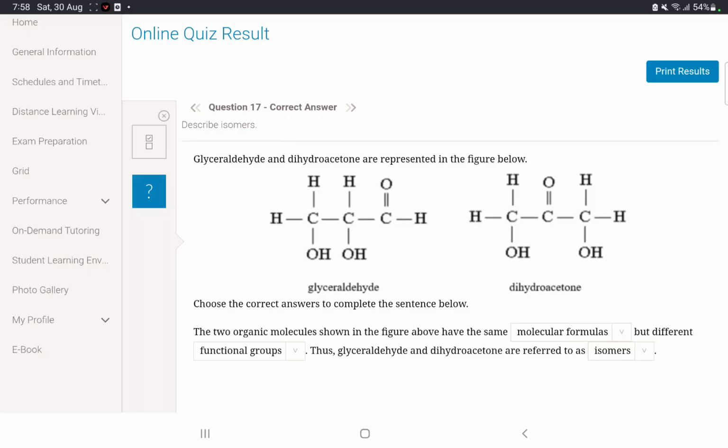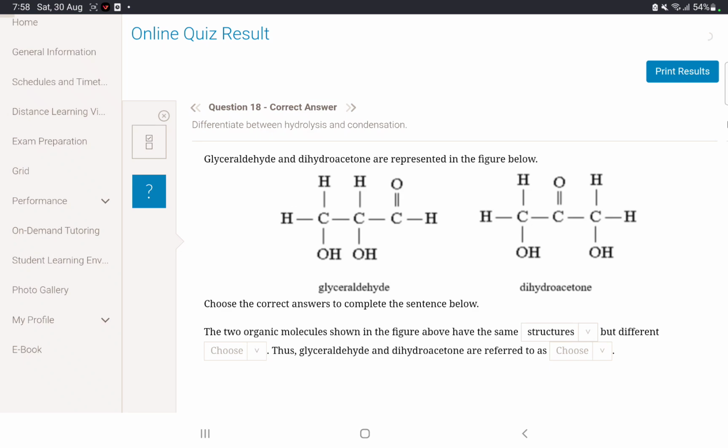The two organic molecules shown in the figure above have the same molecular formulas. Same molecular formulas. See, look. They look the exact same. But look at the arrangement. They changed the arrangement. See how the C double O is in the middle on the right? It's on the right in the left diagram, but on the right diagram it's in the middle. See, they just switched the order, but it's the same thing. Okay. The two organic molecules, same molecular formulas, different functional groups. The functional group is different. See how each one, the functional group is different? That is why we call them isomers. Okay, I've also explained that before.